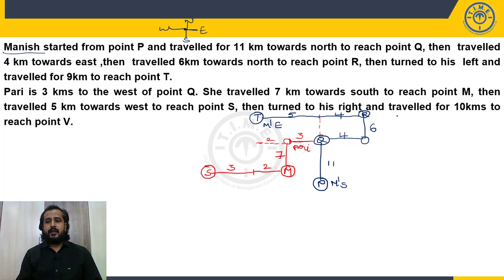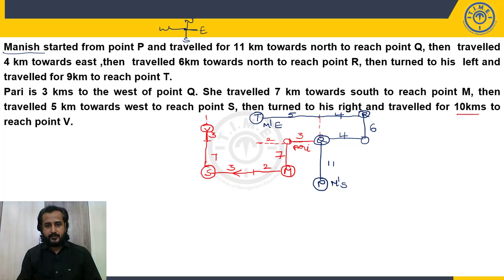Then turn to her right and travel 10 kilometers to reach point V. Actually moving towards west, so again right hand side. Moving west, right hand side will be north. How many kilometers? 10 kilometers to reach point V. If it is in line with Q, how many kilometers? 7 kilometers, because Pari's starting point and M's distance is 7. So S and this particular point distance will be 7, in line with Q. But how many kilometers actually to be travelled? 10. So 3 more. But what is the distance between these 2 points? 6. So it cannot be in line with T. So it is exactly the middle of that. So 3 more to reach point V.